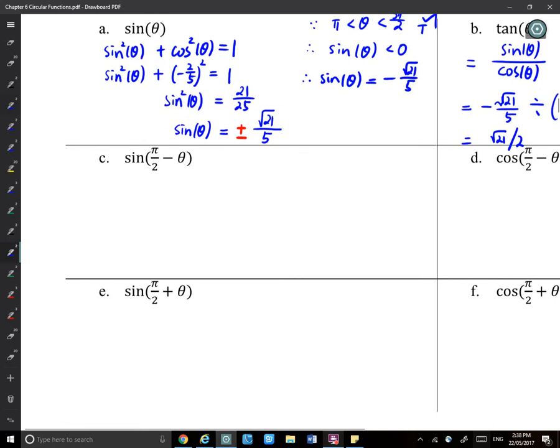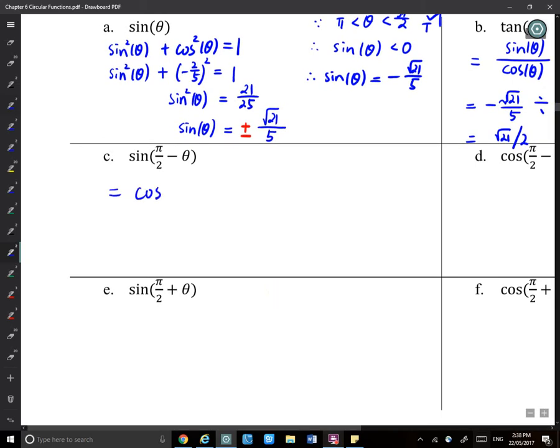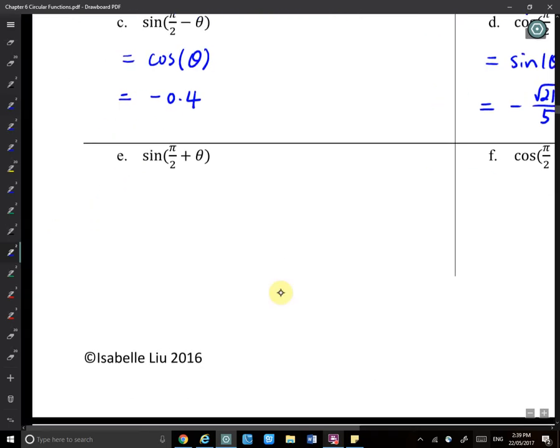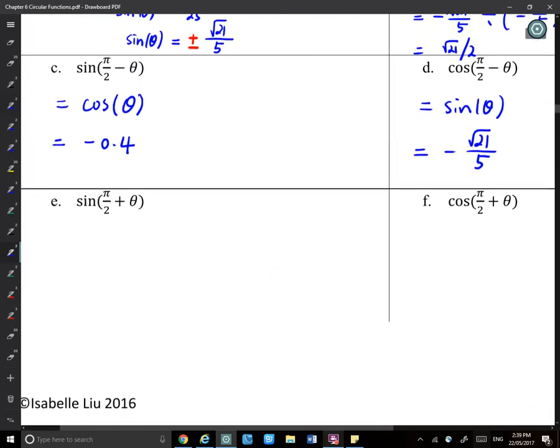Sine of pi over 2 minus theta will give you cosine theta, and cosine theta equals negative 0.4. Cos of pi over 2 minus theta gives you sine theta, and sine theta is negative root 21 over 5. You just need to remember the formula. Sine of pi over 2 plus theta gives you cosine theta, and that's negative 0.4.